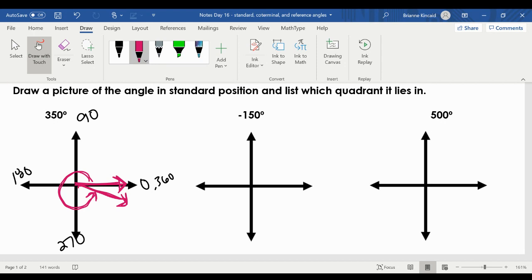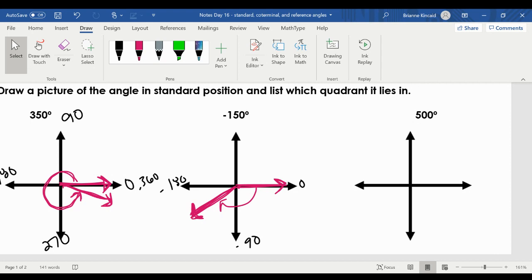All right, so for negative 150, starting at the same position, my initial side. Remember, this is 0, negative 90, negative 180. Negative 150 is going to be between negative 90 and negative 180, a little bit closer to negative 180. And then what I do is I draw to show exactly how I've opened.